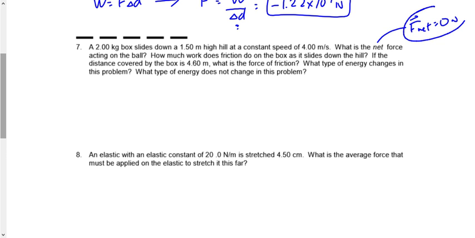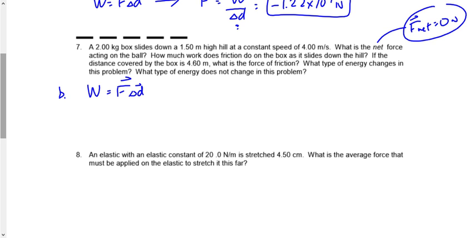All right, it doesn't mean the force is zero, it means the net force is zero. Now, how much work does friction do on the box as it slides down the hill? Well, we'd want to say the work done by friction, we'll call that question B, is F times D. Do we use a force of 0 newtons here? No, because friction isn't 0 newtons, is it? What's the force of friction?